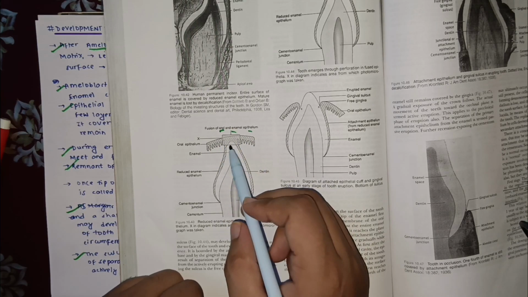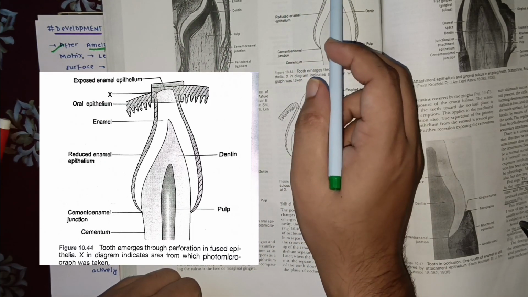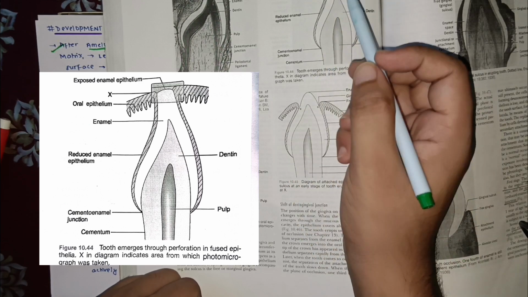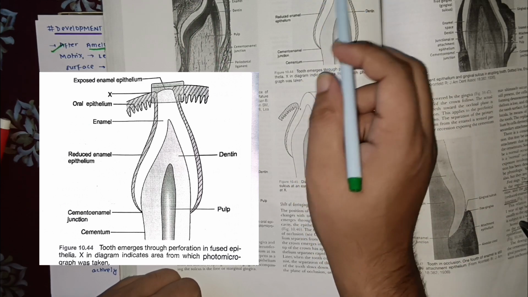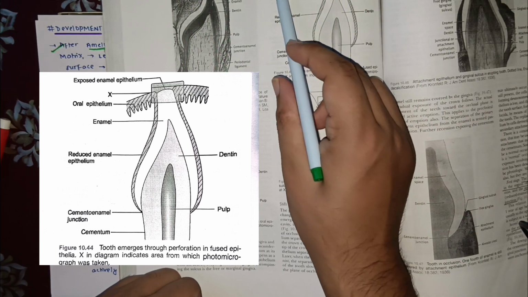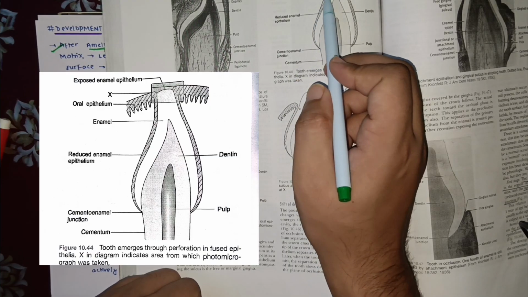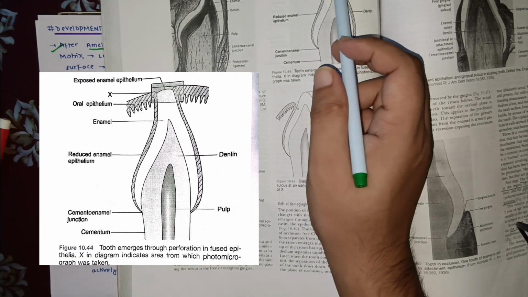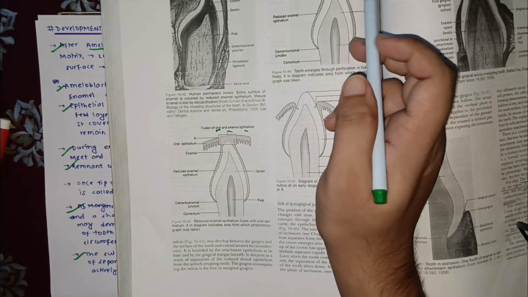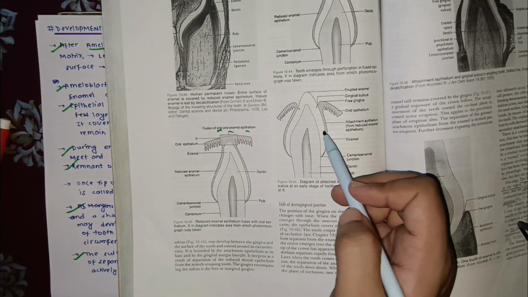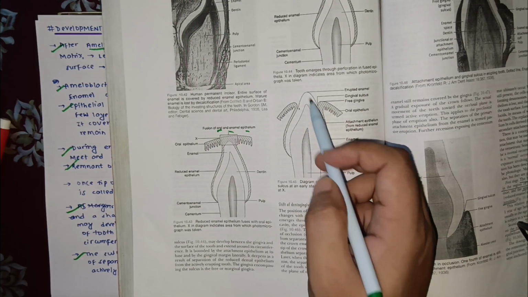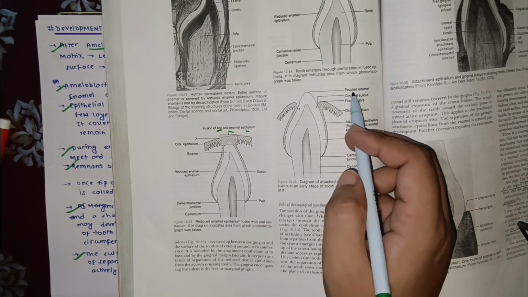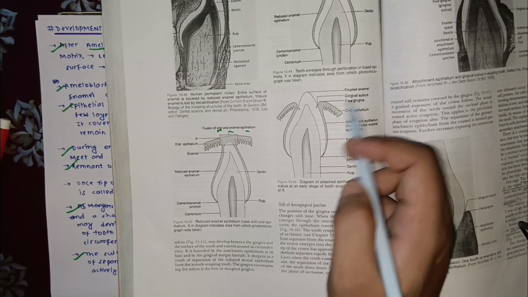After the fusion there is a breakage, so the tooth erupts by breaking the oral epithelium. This is the exposed enamel epithelium, so now the reduced enamel epithelium is exposed in the oral environment. After that, we can see there is a proper eruption of the tooth structure here. So it is erupted enamel here, and the gingival sulcus is there.